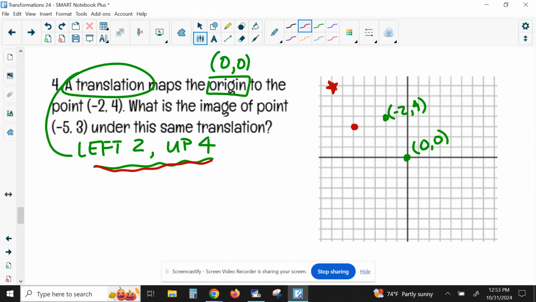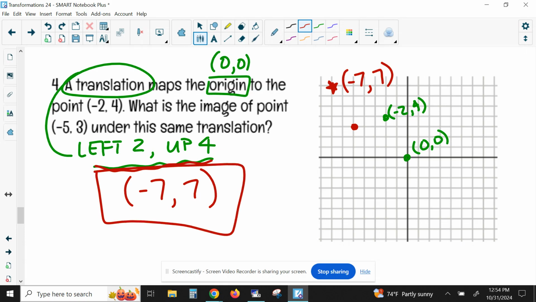Is that where he's at? Okay, what are the coordinates of that guy so we can answer it? What, comma, what? -7, comma 7. Okay, someone double check that. -7, 7. Yeah? Okay, -7, comma 7. That is our answer. Cool? Questions?